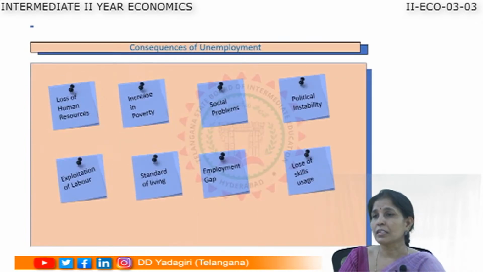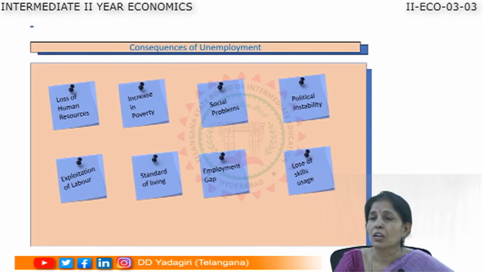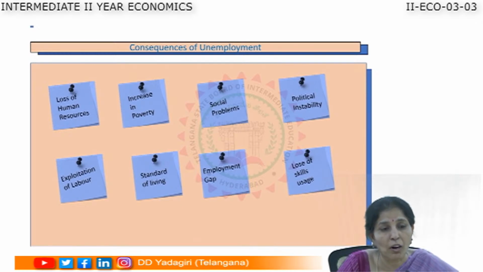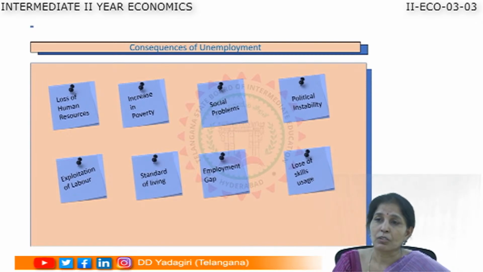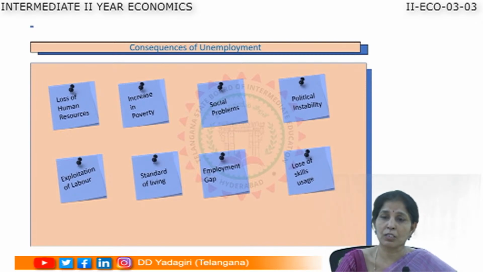The next one is, what are the consequences of unemployment? Loss of human resources. Human resources play a very important role in economic development. And if a person is not employed for a long period of time, we are not able to exploit the potentialities of human resources. So that is a great loss to the human resources.